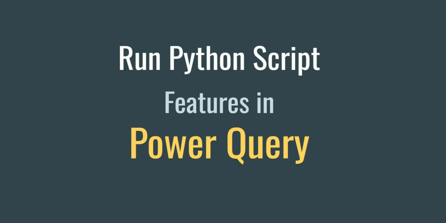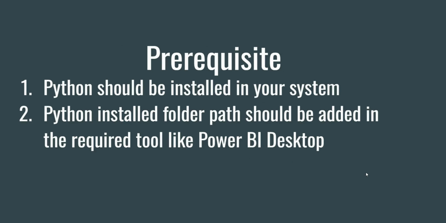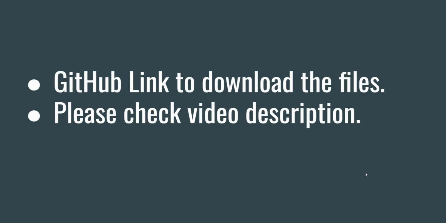Welcome to my channel. In this video, we are going to learn how to run a Python script in Power Query Editor. For that purpose, Python should be installed in your system and the Python install folder path should be added in the required folder in the tool settings, just like in our Power BI Desktop. And if you want to download this code, please go to the video description, where you can find the GitHub link. Okay, let's go to Power Query Editor.